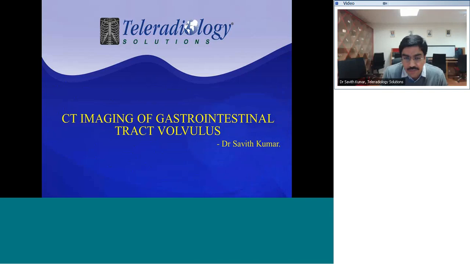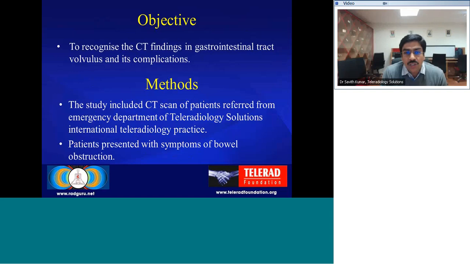infarction. So it is important for radiologists to be familiar with the various appearances of volvulus involving the entire GI tract. The objective of my presentation is to recognize the CT findings of gastrointestinal tract volvulus and its complications. Most of the cases used in the presentation are referred from the emergency department of a teleradiology solution, international teleradiology practice. All presented with symptoms of bowel obstruction.